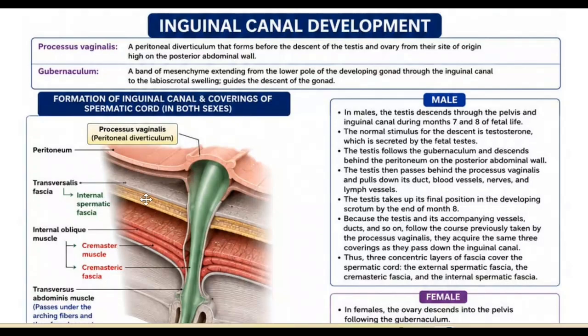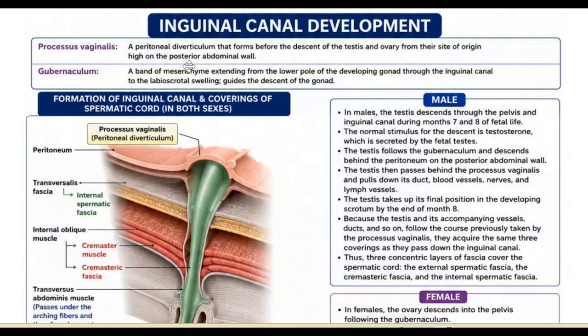Now the next subtopic is about the gubernaculum. This is the second important structure. According to our book, it is a band of mesenchyme. What is mesenchyme? Mesenchyme is embryonic connective tissue. Imagine a fibrous cord running from the testes to the future scrotum. That fibrous cord is called the gubernaculum.